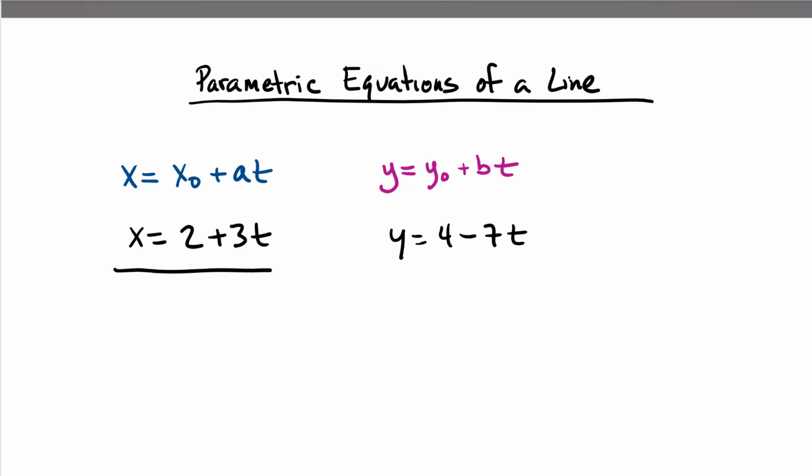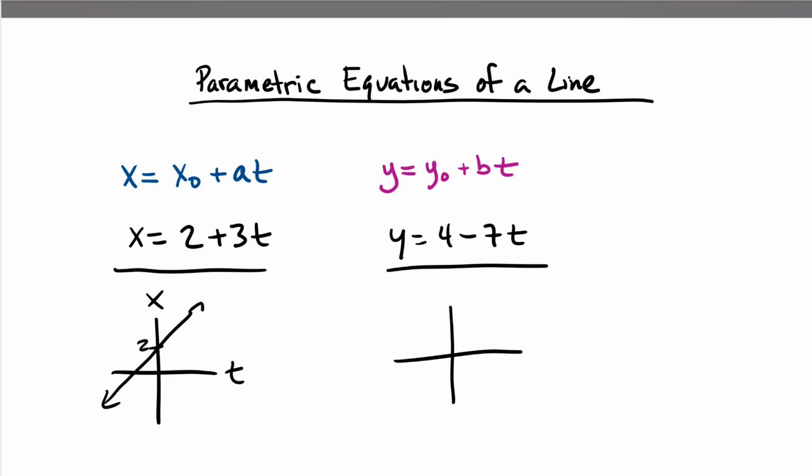If you have both of these parametric equations, they are what we consider lines, right? If you were to say this is the t-axis, this is the x-axis, this would have a slope of 3. That's a line. Same thing with y: this is the t-axis, that's the y-axis. We have a slope of negative 7 and a y-intercept of 4, so it would be something sloping down.